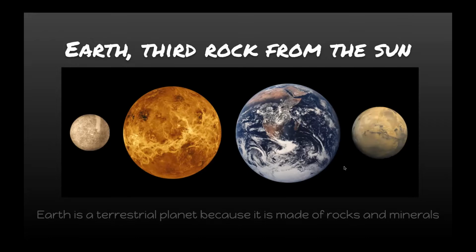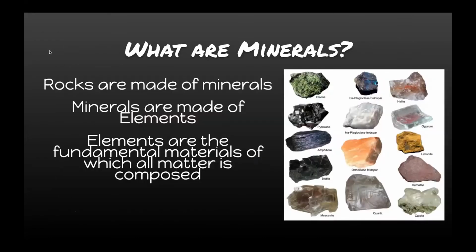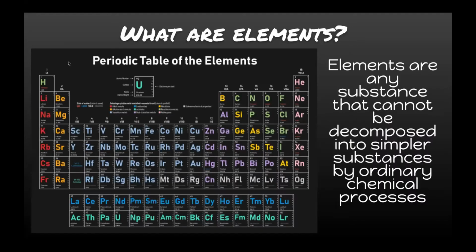So we have our Earth that is made up of rocks and minerals. So what are minerals? Well, rocks are made of minerals and minerals are made of elements. So it goes rocks, then minerals, then elements, getting more and more specific. Elements are the fundamental materials of which all matter is composed. So let's see, what are the elements?